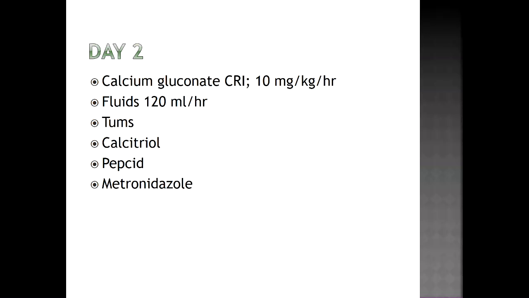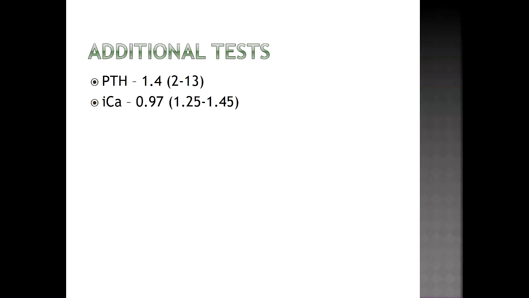So we continued his calcium gluconate as a CRI in his fluids, put him on Tums, calcitriol, Pepcid for his GI, and also some metronidazole to help with GI issues on him. And then we ran a PTH level on him. So his PTH is 1.4, and his ionized calcium was 0.97.